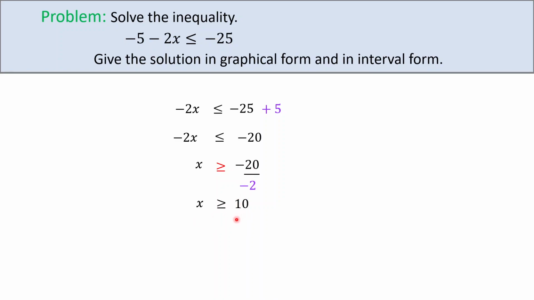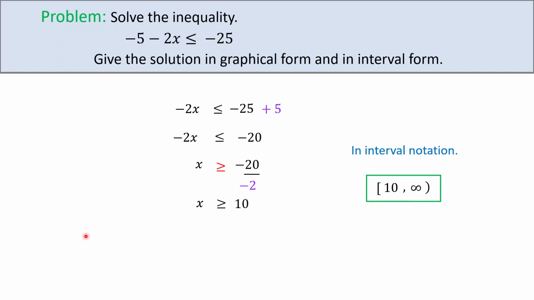This is the solution. Now first we write the interval form. So this is greater, so first you need to write this number, then a comma, then positive infinity. There is an equal sign, so you need to put a bracket here. For infinity, you need to always put a parenthesis. So this is the interval notation.